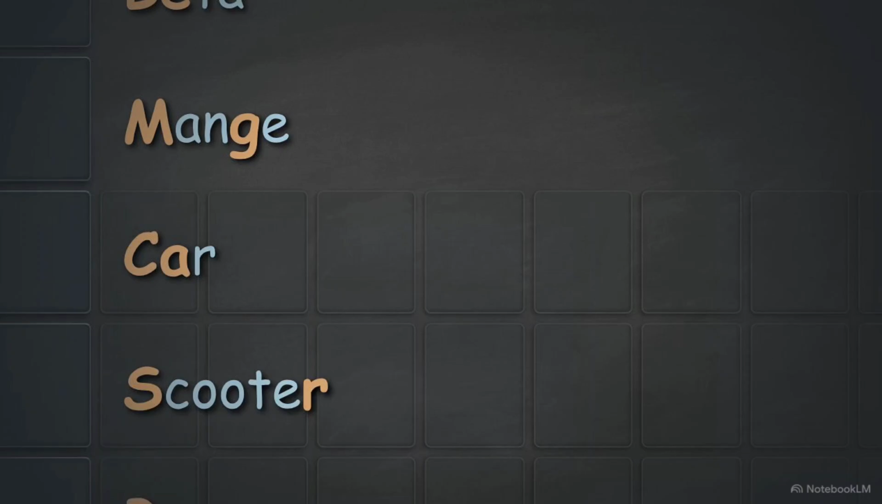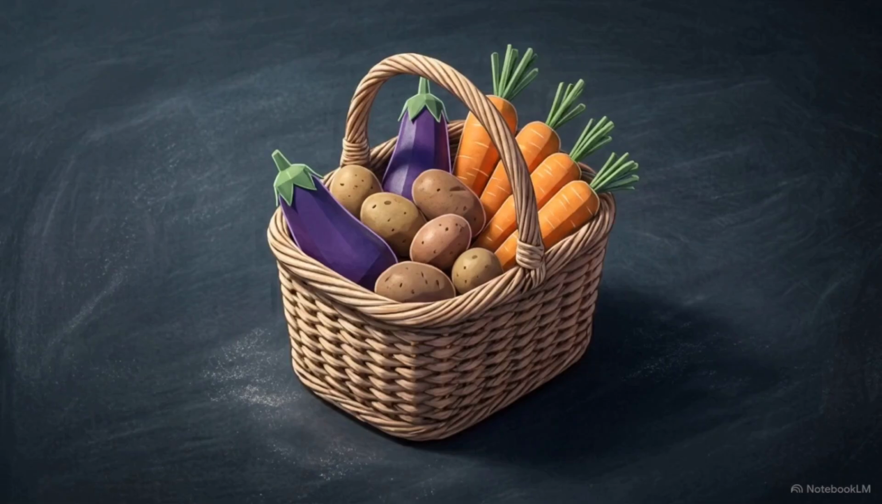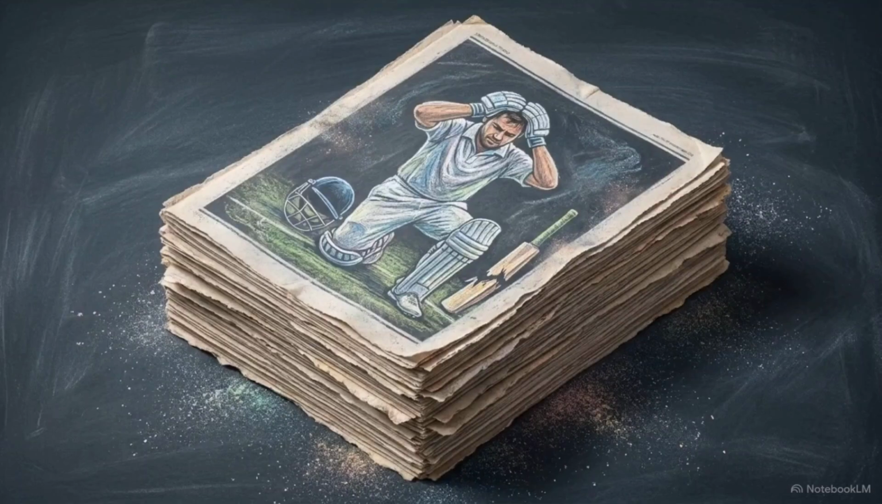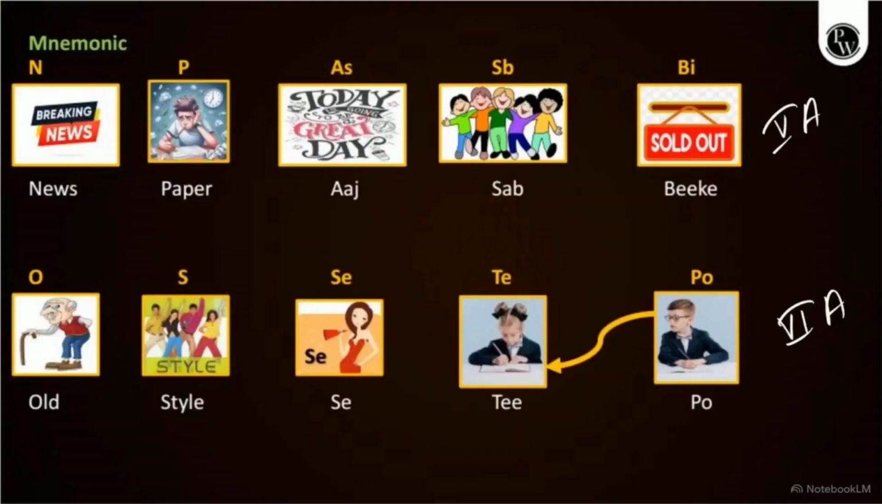Maintain the vertical direction. We are still reading straight down. Group 13 is a market trip. Bangan, Aloo, Gajar in Thela. For Group 14, think of pilgrims. Kashi gaye Sant Prabhu. Group 15 is about a cricket match where the rival teams are struggling. Using the phrase newspaper aaj sab bike, you lock in nitrogen, phosphorus, arsenic, antimony, and bismuth.